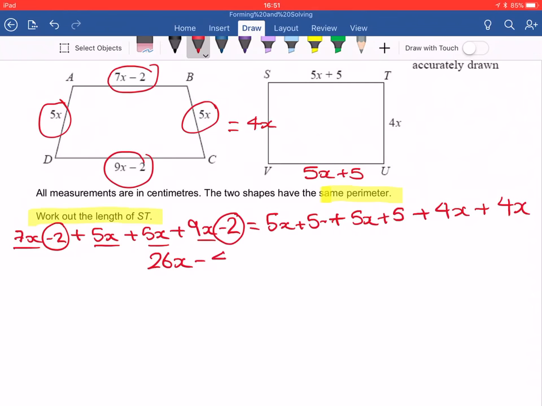That's minus 4. And on the right-hand side, 5x. Let's underline it. 5x, 5x, 4x, and 4x. That's 18x. And then we've got plus 5 and plus 5. That's plus 10.